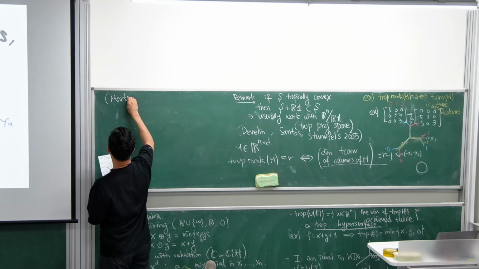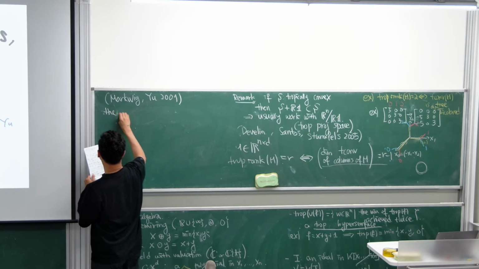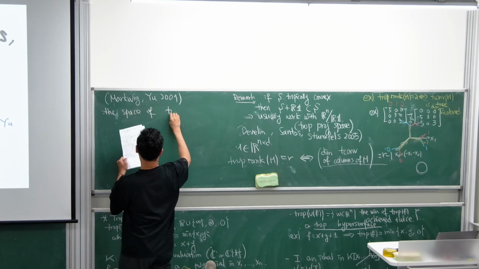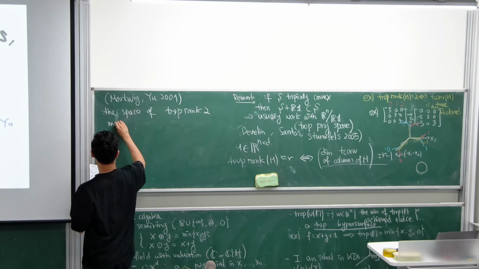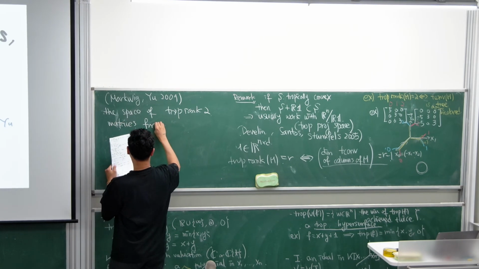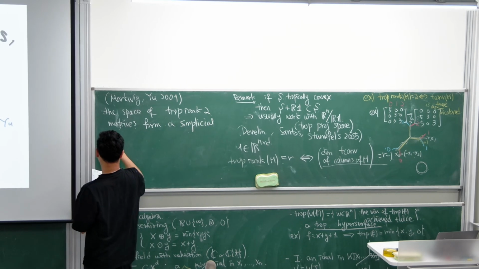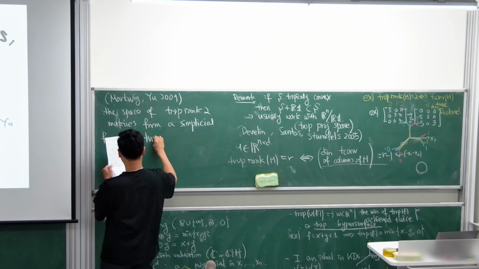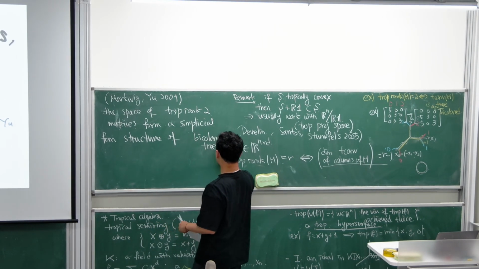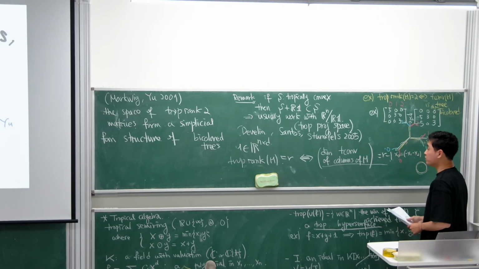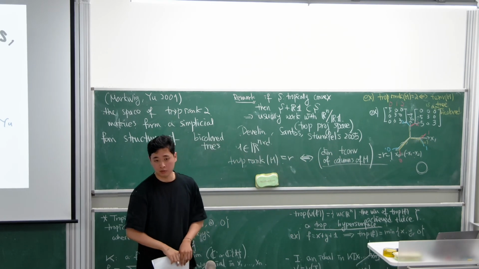by Markwig and Yu in 2009: the space of tropical rank 2 matrices forms a simplicial complex of bicolored trees. This is the result from Markwig and Yu in 2009. So if you have such a tree, then you have a corresponding matrix. If you have a tropical rank 2 matrix, you can also find the bicolored tree.